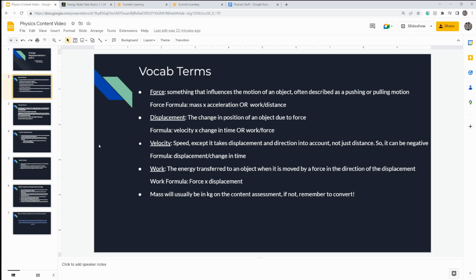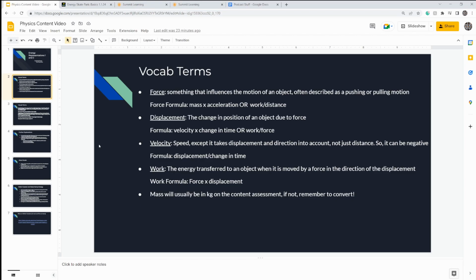And velocity, as we mentioned just now, is speed, except it takes the displacement and direction into account. So not just distance. So velocity can be negative, because distance can't be negative, right? Like, let's say you start in the middle of a road, if you go backwards, you have a negative velocity. If you go forwards, you have a positive velocity.